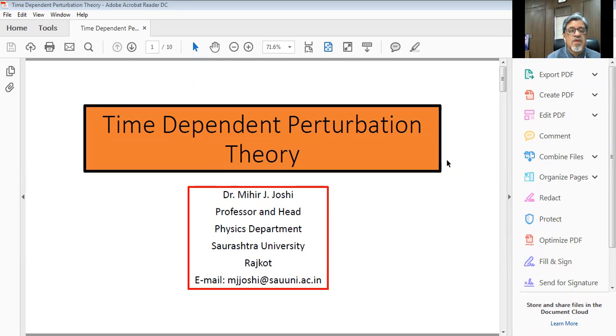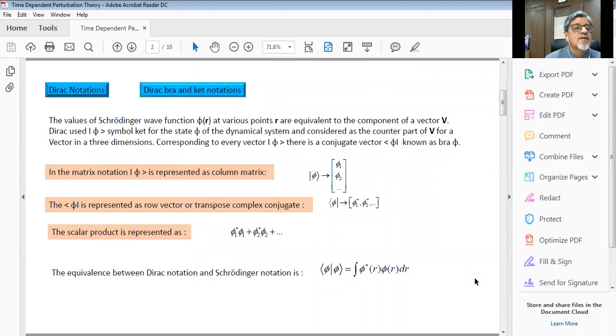Fine. Today we are going to discuss time-dependent perturbation theory. Time-dependent perturbation theory is a very important theory in quantum mechanics. Before coming to the time-dependent perturbation theory, let us discuss some other important part which is connected to time-dependent perturbation theory. In this one, we are going to see Dirac notations. Dirac notations are very important to understand time-dependent perturbation theory.